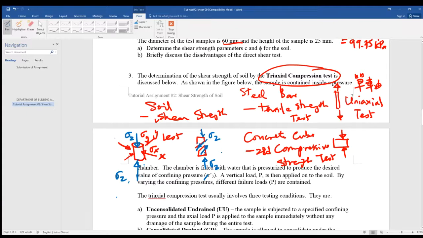Now, this sort of test employs the loading in three axes. So that is called the triaxial test. And also because all the stresses are in compression, it's the compression test, triaxial compression test.